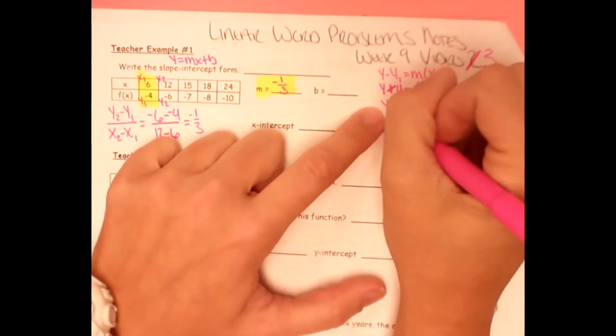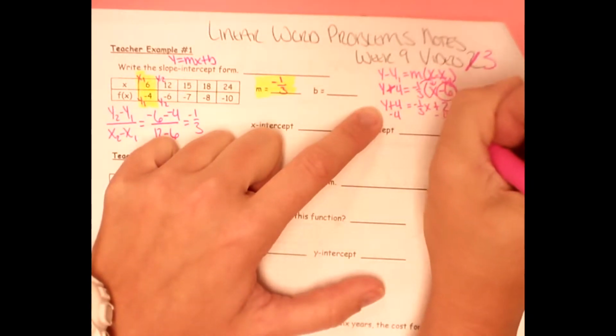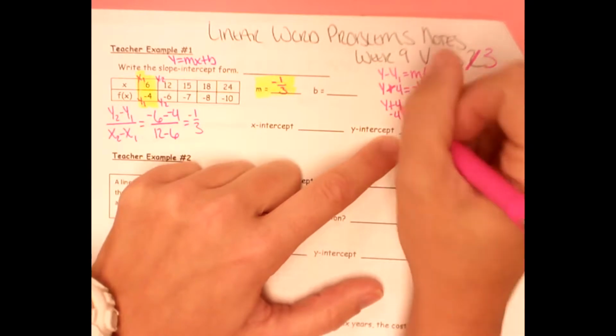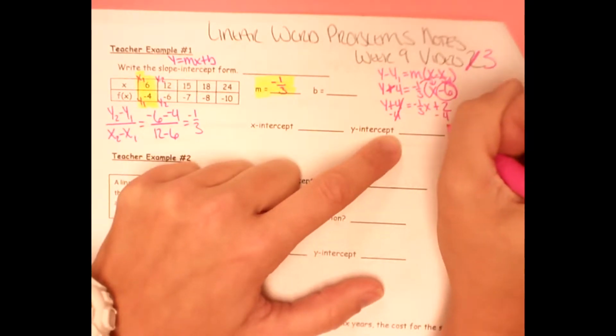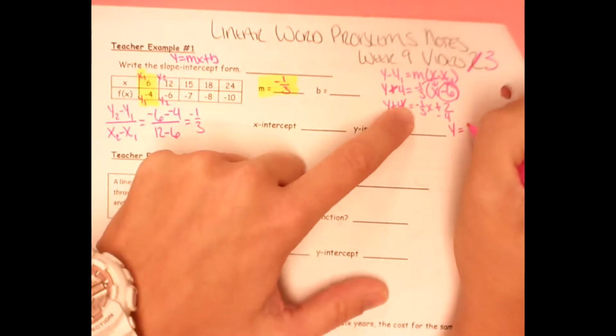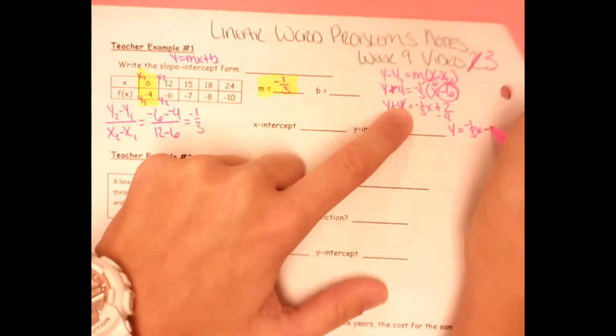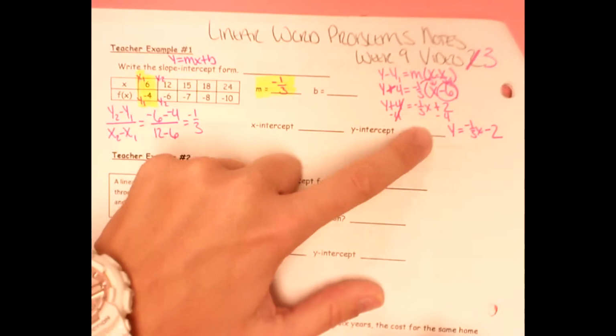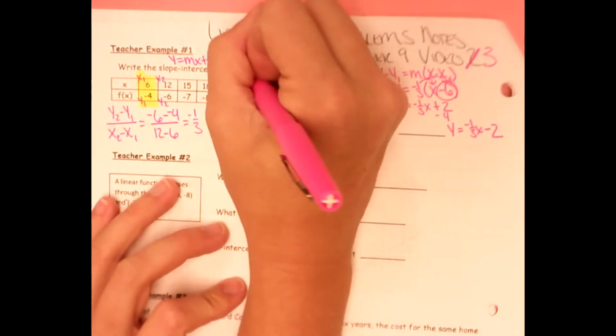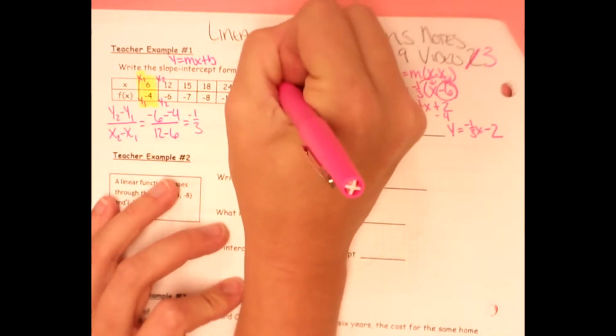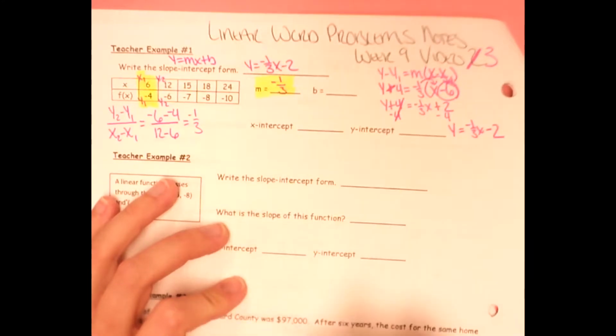To move the 4, you have to subtract 4 from both sides. We're getting into the y-intercept. These cancel out, so y is equal to negative 1/3 x. 2 minus 4 is negative 2. So now I have my equation. Y equals negative 1/3 x minus 2.